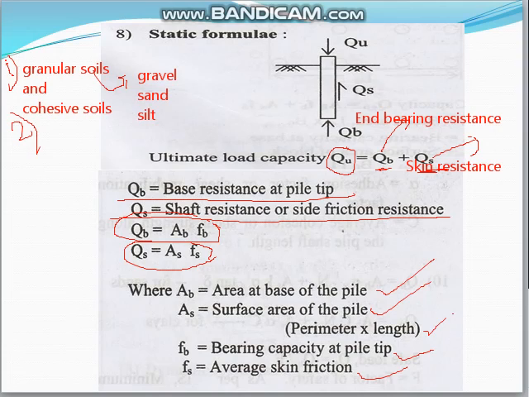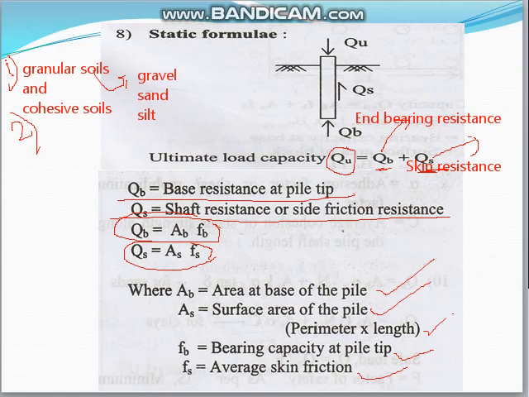Now we have to see these four terminologies: the cross section area at the base of the pile, the surface area of the pile, then the bearing capacity at the pile tip and the average skin friction. So let us see each and every terminology in detail.